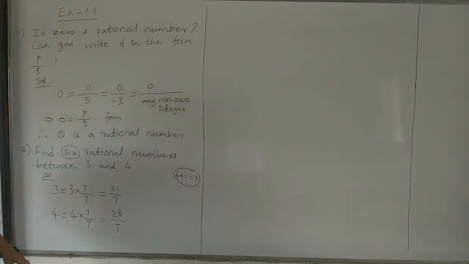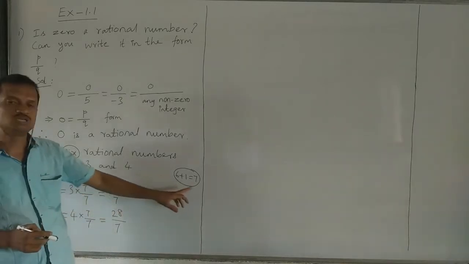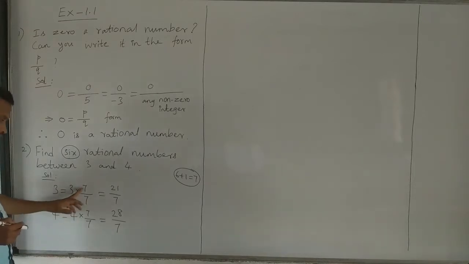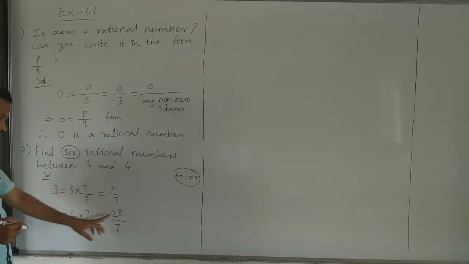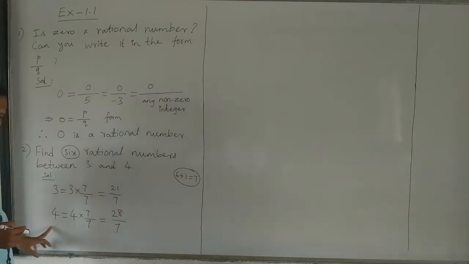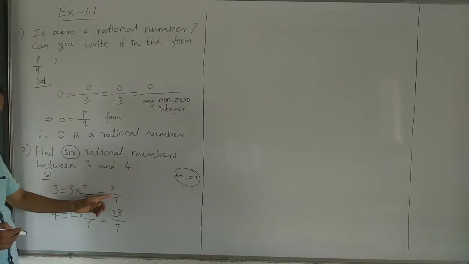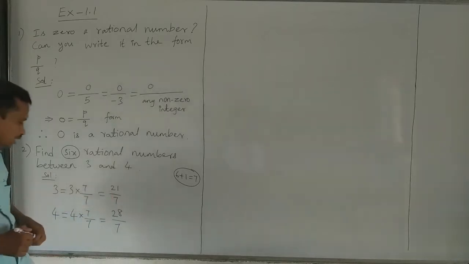So this is the way. Shall I repeat it? They are asking 6 rational numbers. So 6 plus 1 is 7. So that we keep in mind. And the first number you have to multiply and divide by 7. You get 21 by 7, which is nothing but 3. And 4, again you multiply by 7 and divide by 7. That is nothing but 28 by 7, which is equal to 4. And now you can easily write the numbers between these two. What are they?